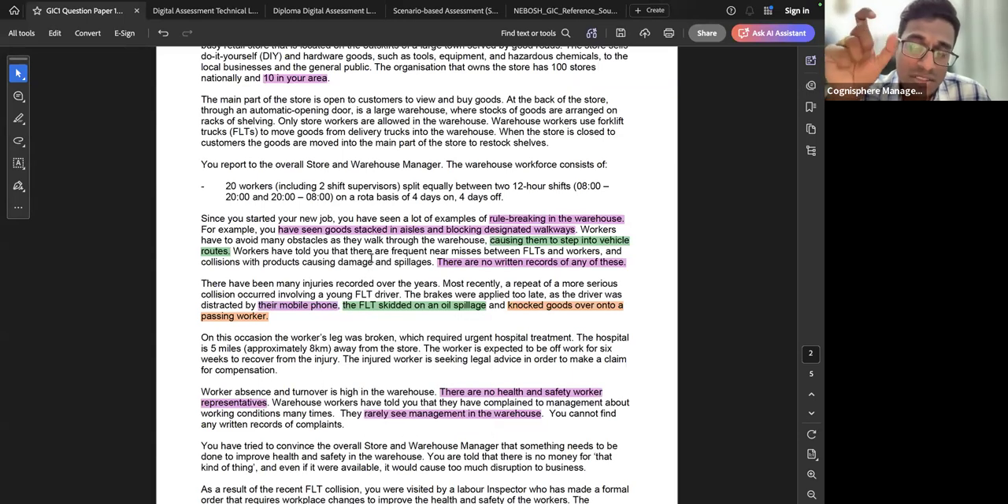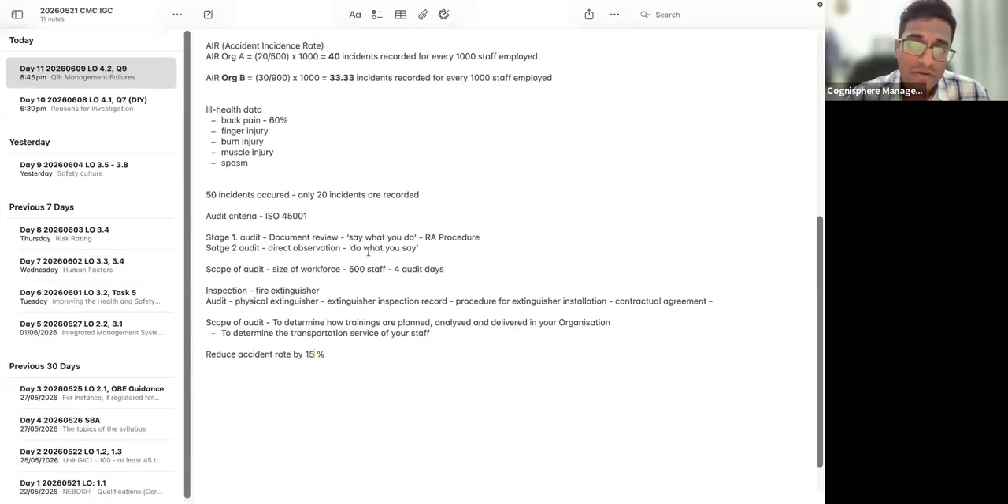So the root cause is why they are using a mobile phone, because they don't have a policy for mobile use in the warehouse. Since it is nowhere defined that you should not use mobile phone, there are no rules defined or no policies for mobile phone use in the warehouse. That would be your root causes.